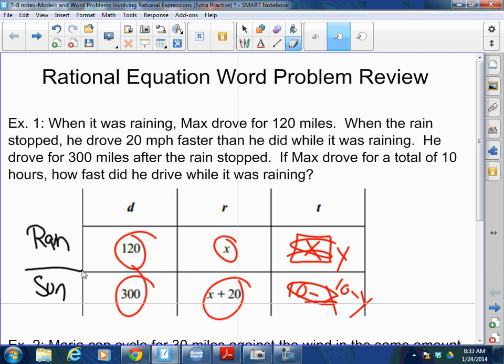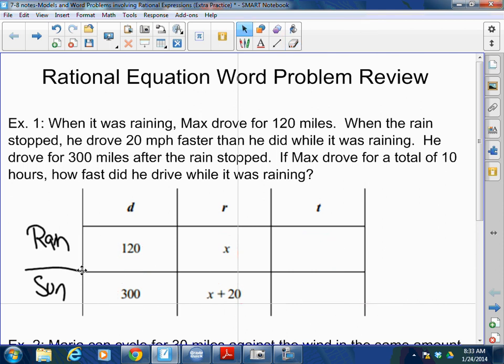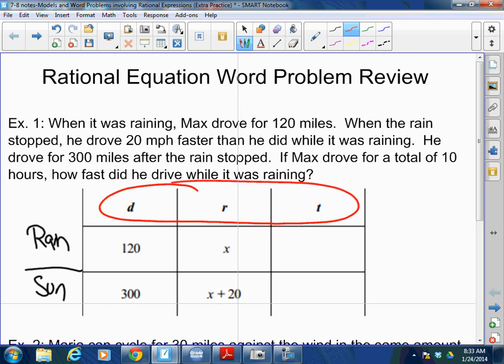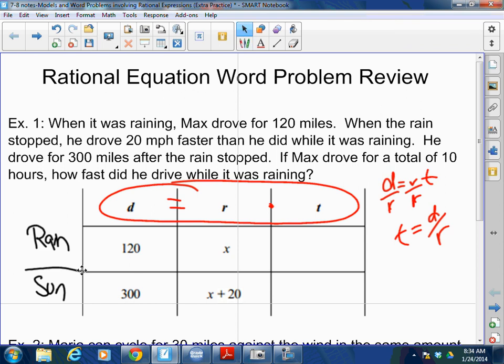So when you see this problem occur, just remember the equation: distance equals rate times time. If distance equals rate times time, what does time equal? Divide by r, time will equal distance over rate. So my time in the rain was 120 over x. My time in the sun was 300 over x plus 20. Does that make sense, everybody?